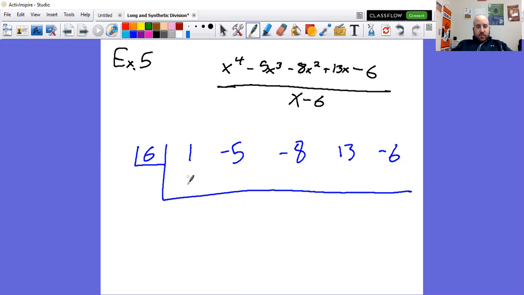Again, let's do the process one more time. Start by dropping 1. Carry it to the next column while multiplying it by the number in the box. 1 times 6 is 6. -5, add 6 back, or again, 6 minus 5 still gives me 1. Carry it to the next column, still multiplying it by 6. -8 and 6 combines to give me -2.